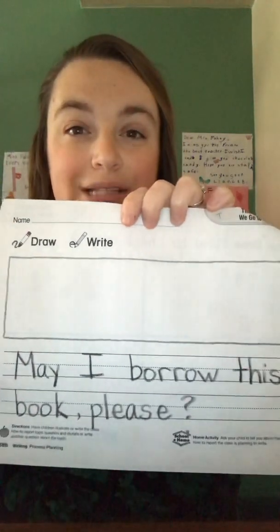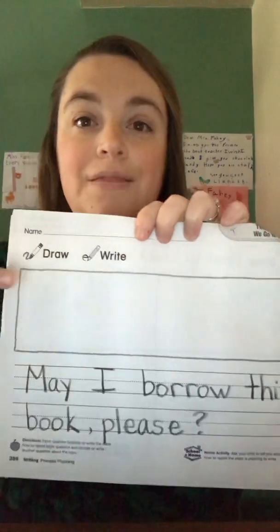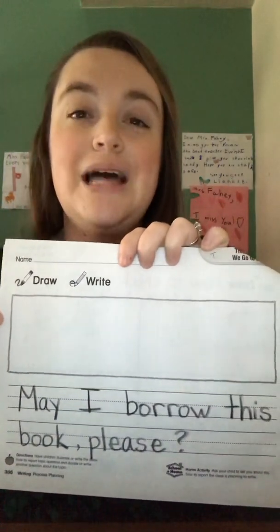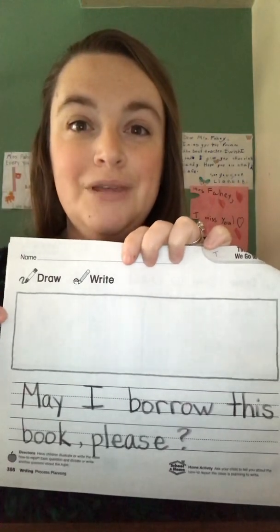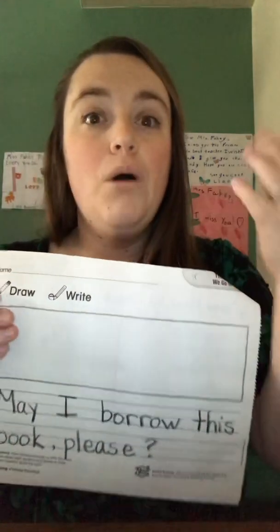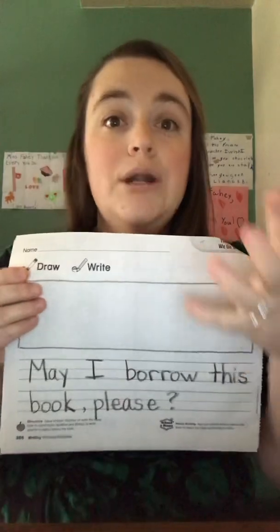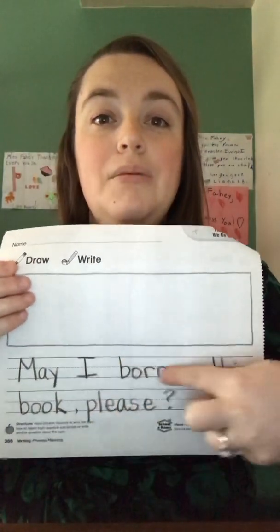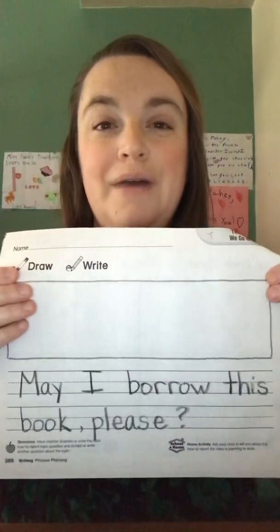So copy your sentence and then draw a picture of you checking out your book at the librarian's desk. Really thinking about what we want to tell someone how to do. We want to tell someone how to get a library book, and practicing our manners in asking for that book.